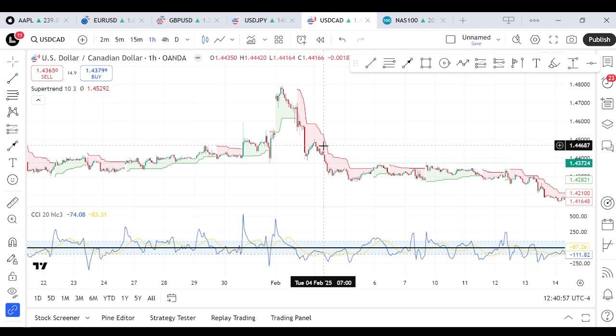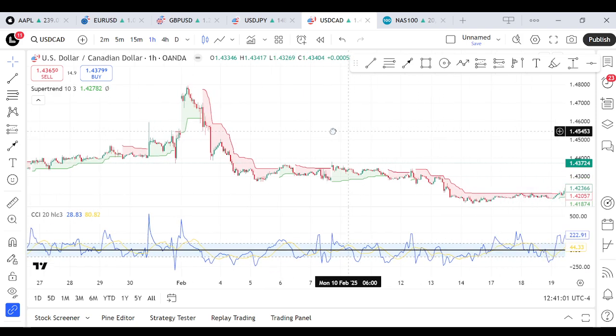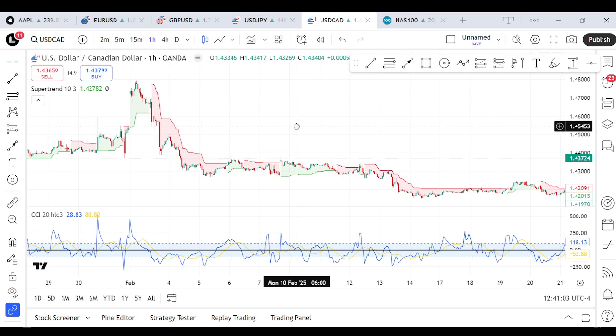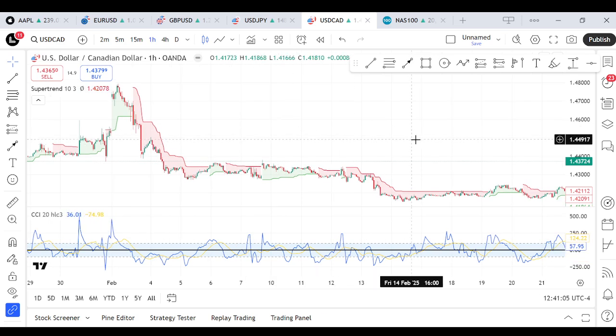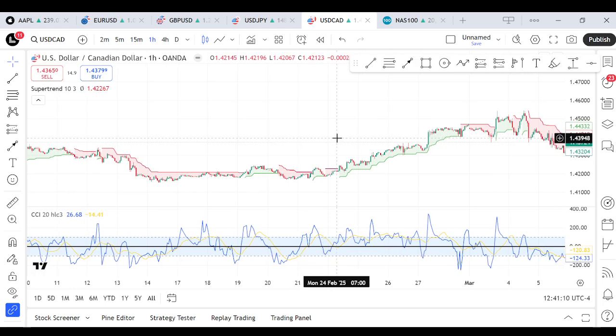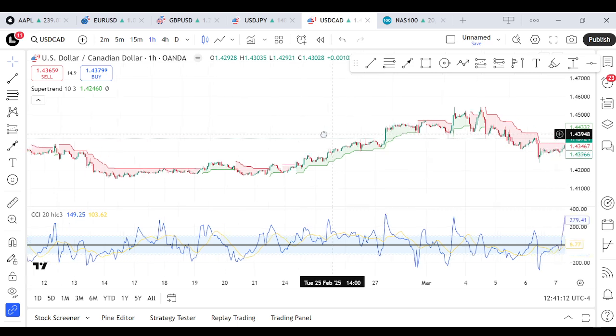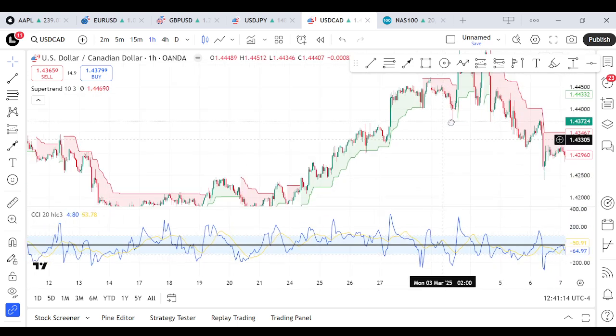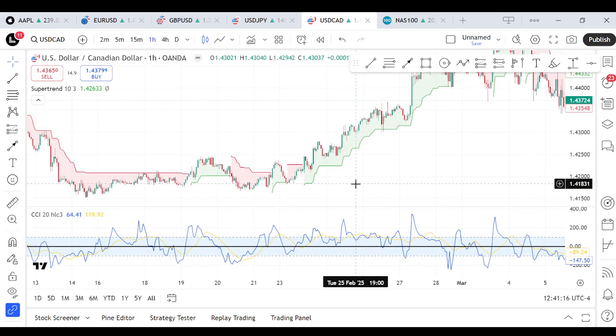For a long trade, wait until the CCI crosses above the zero line from below, while the Supertrend line remains green. This crossover indicates that bullish momentum is building in alignment with the uptrend. And for a short trade, but before I talk about the short trade, let's quickly look at the charts for this long trade.